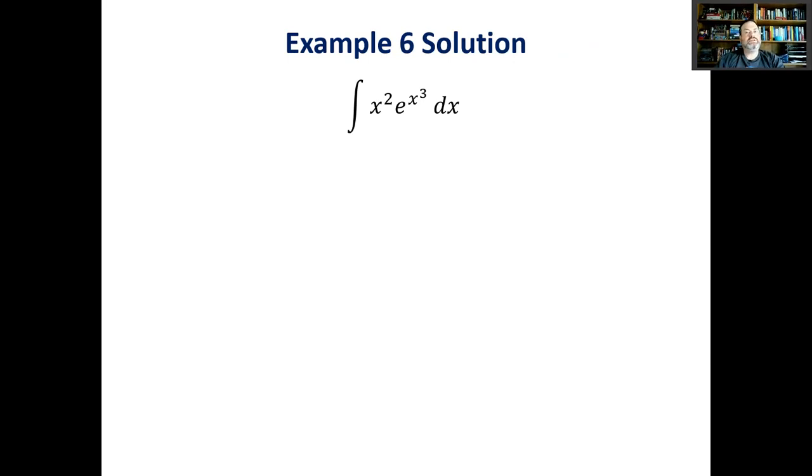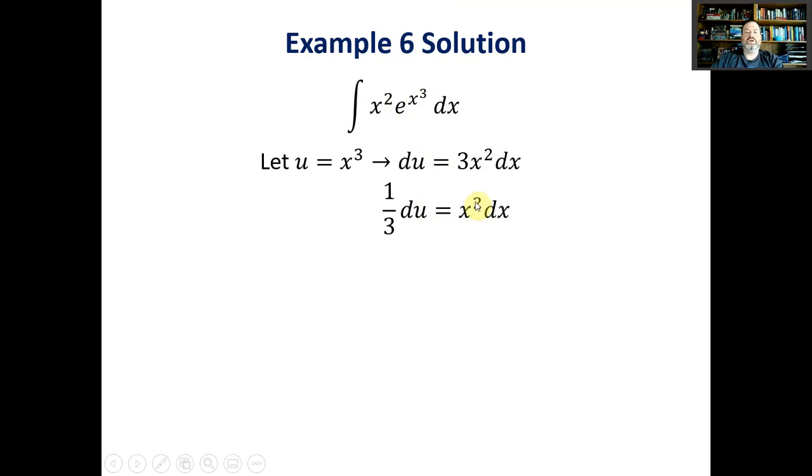So you're looking at this problem and you say, I don't have a rule for e to the x cubed. You have a rule for e to the x or e to the u. So maybe this is a u substitution. Which function here is considered the inside function? Well, it's got to be this x cubed, because when you take the derivative, this kind of looks like this x squared. So you keep fiddling with this until you get an x squared dx.